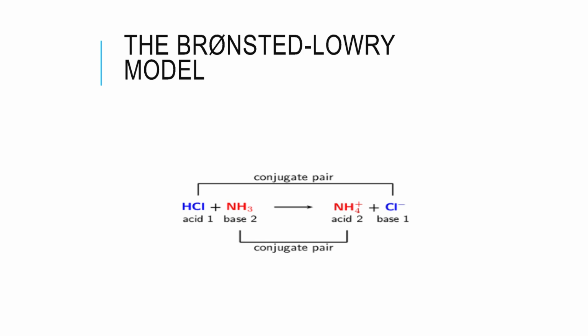In the reaction HCl plus NH3, HCl is our first acid and NH3 is our second base. After the reaction, we get NH4+ and Cl-. Here, NH4+ is the second acid and Cl- is the first base. These are linked as conjugate pairs.